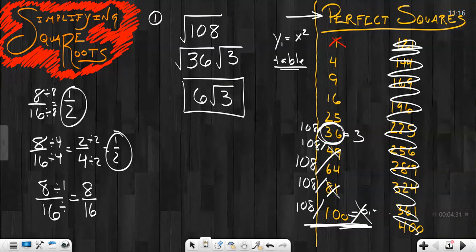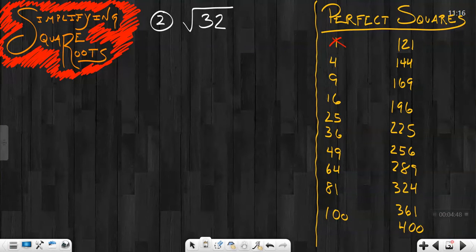As long as you get the greatest perfect square factor, you only have to do that once, just like we see over here. When you pull out the greatest common factor for fractions, it goes right to the answer right away. So that's why we start at the highest possible number, why I started here at 100 and worked my way down until I found it. Let's take a look at the next one.